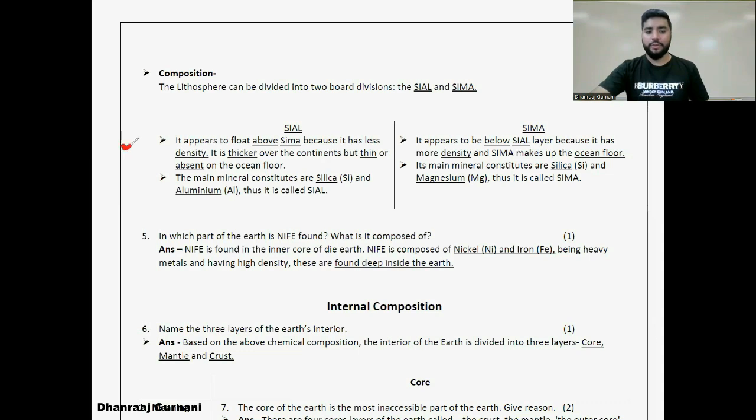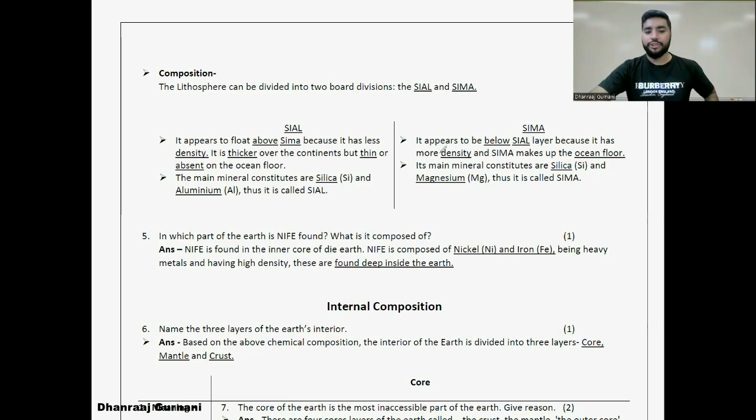If you know the first point of Sial, you will know the first point of Sima. So Sial is above, Sima is below. It appears below Sial. Sial is less dense, Sima is more dense. Sial is over continents and thin or absent over ocean floors. Sima makes up the ocean floors.